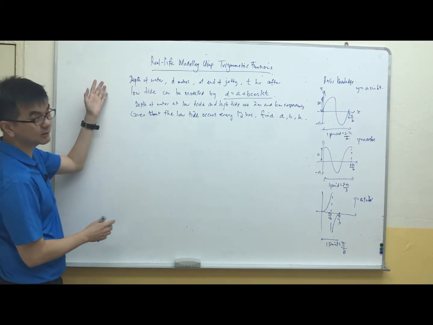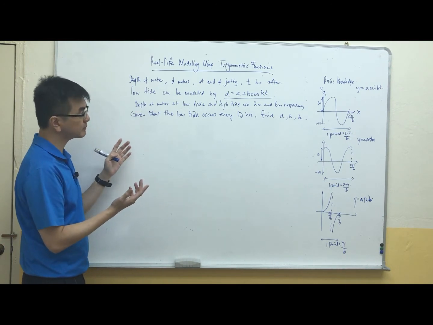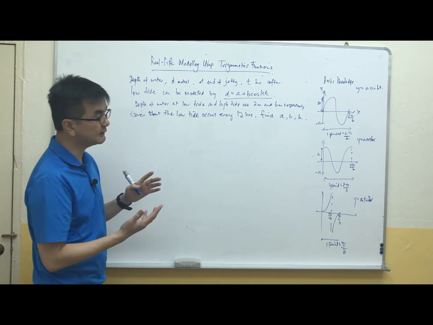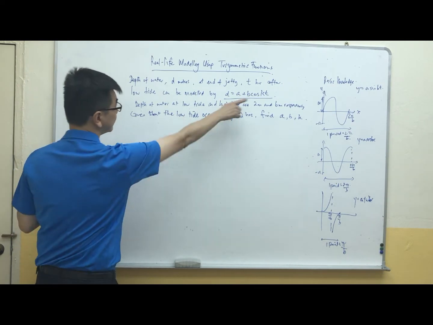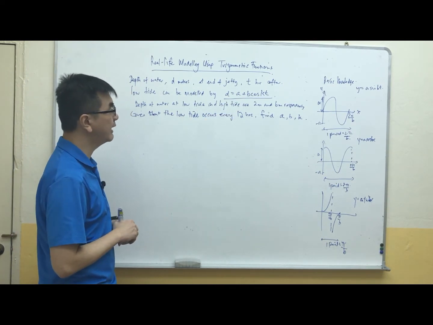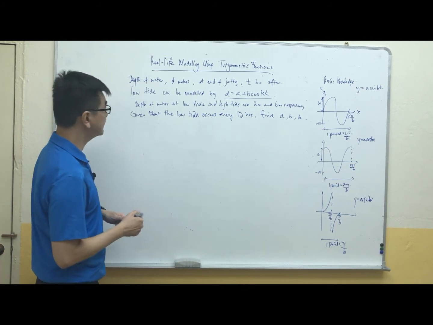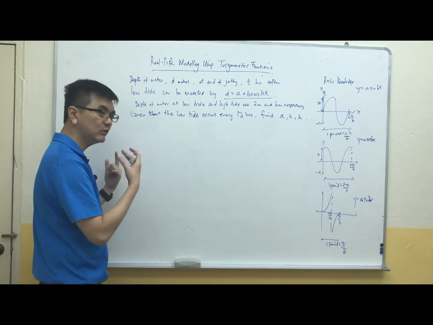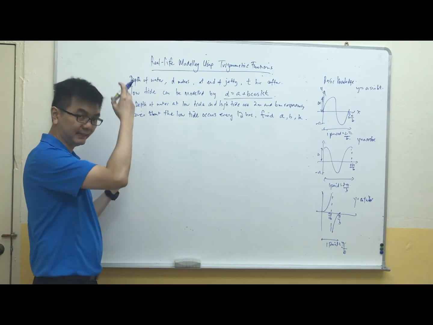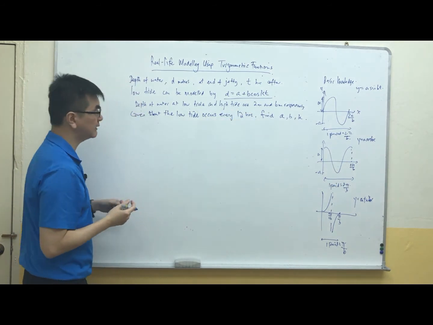Let's take a look at this question here, where I have the depth of the water, d meters, at the end of a jetty, t hours after low tide, which can be modeled by this equation, d equals a plus b cosine kt. So in this case, we're going to draw a diagram to help us understand how the movement of the tide, the height, can be modeled using a graph.